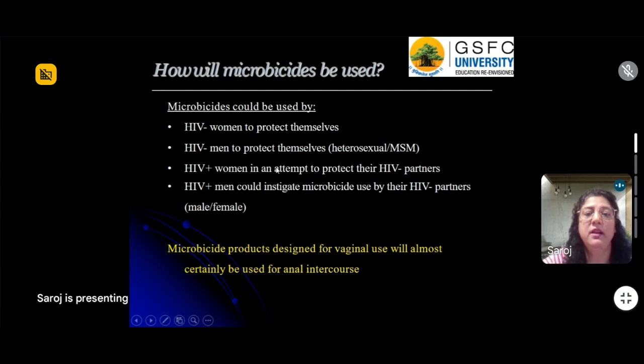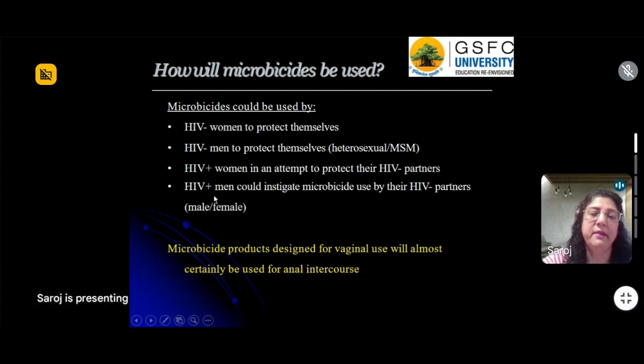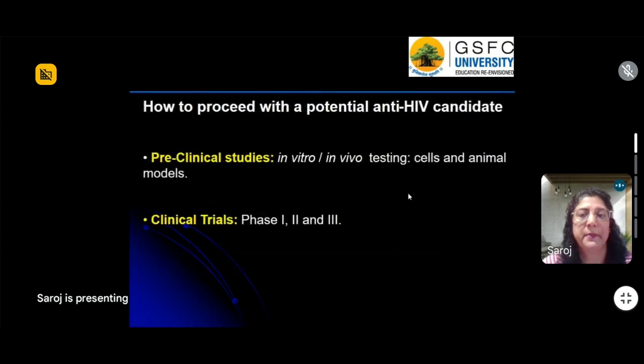HIV positive women can also use microbicide so that they do not infect their partners. Same thing, HIV positive men could also use microbicide so that they do not infect their partners. So microbicide products, although they have been designed for vaginal use, can also be used for anal intercourse, and you can prevent or protect yourself from the HIV infection.